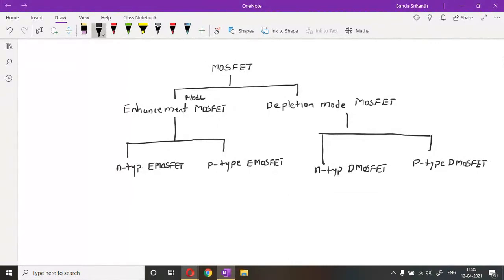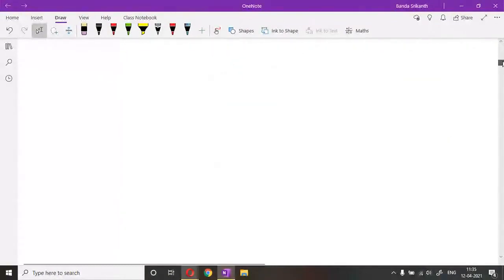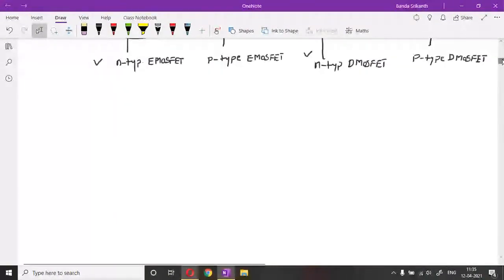Okay. So we will discuss one N-type MOSFET and one depletion mode MOSFET, so that P-type will be just the reverse of that. Nothing more to explain there. So we can discuss N-type enhancement mode and N-type depletion mode. In the next class we will discuss that, but just the construction I will discuss today.